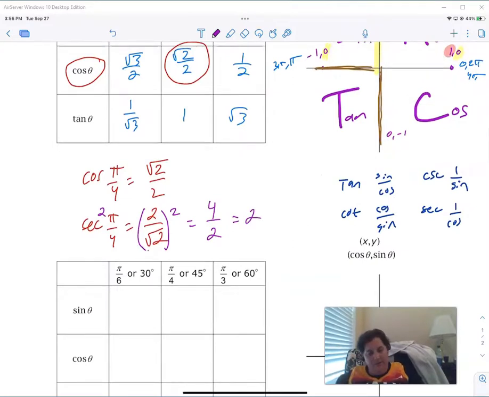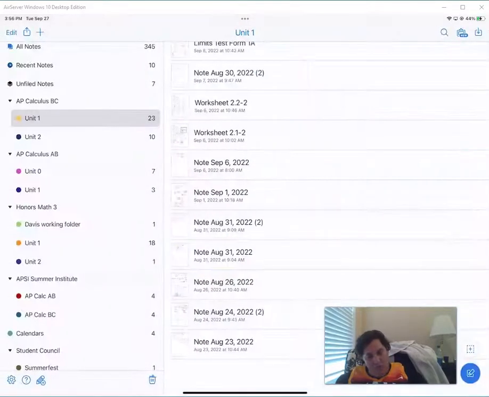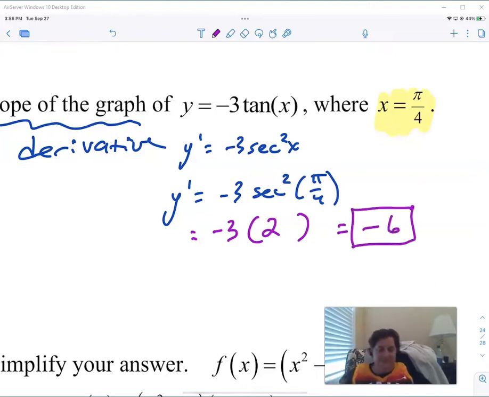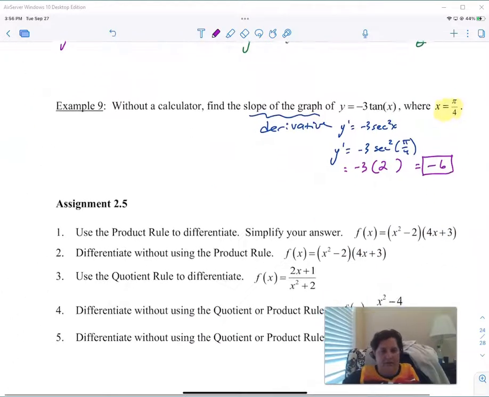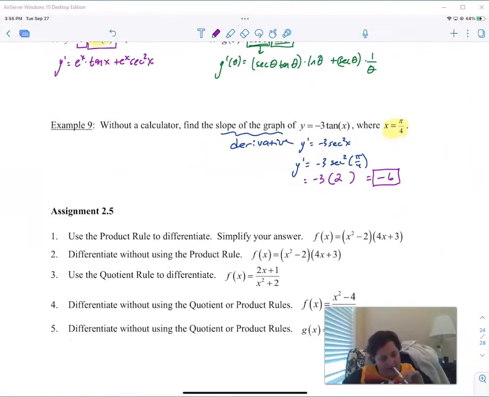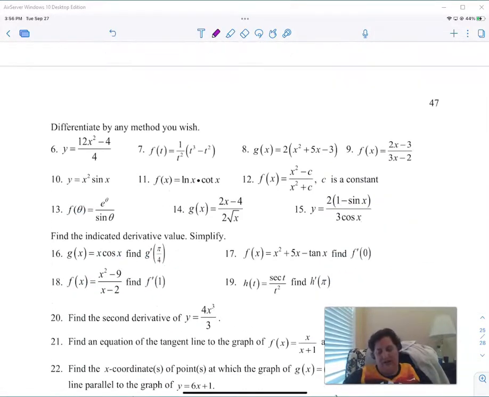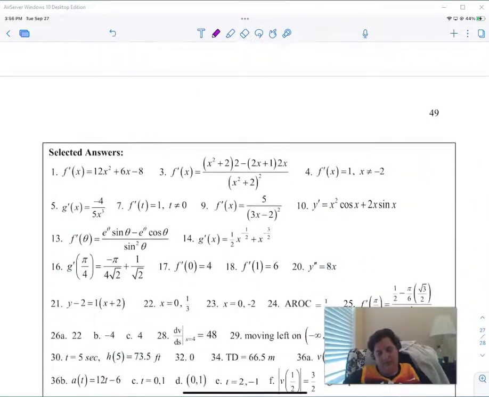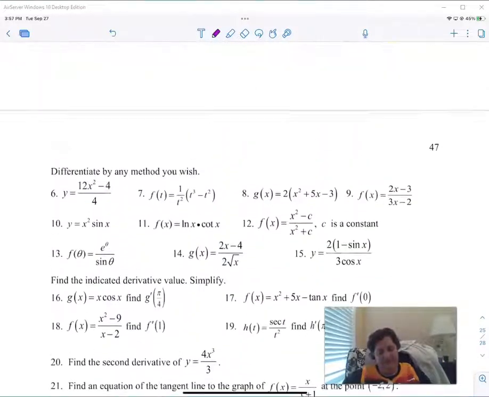All right? So, go back to here. Yeah. So it's going to be negative 3, and we saw the secant squared of pi over 4 was 2. So that's going to be negative 6. All right? Okay, so really quickly, let's take a look at, we're going to do this in class tomorrow. I just want to kind of show you guys. Ooh, so fun.